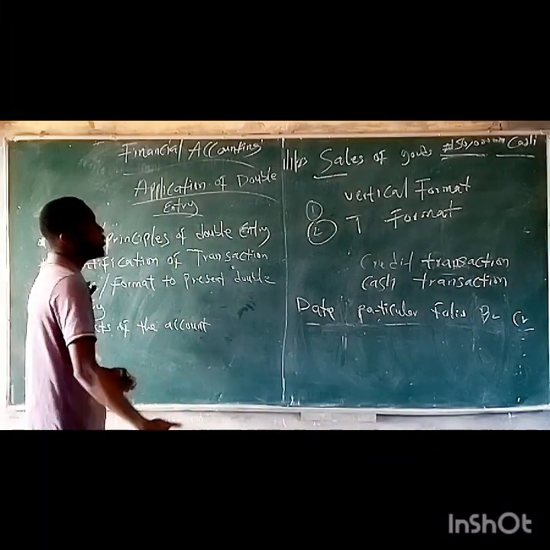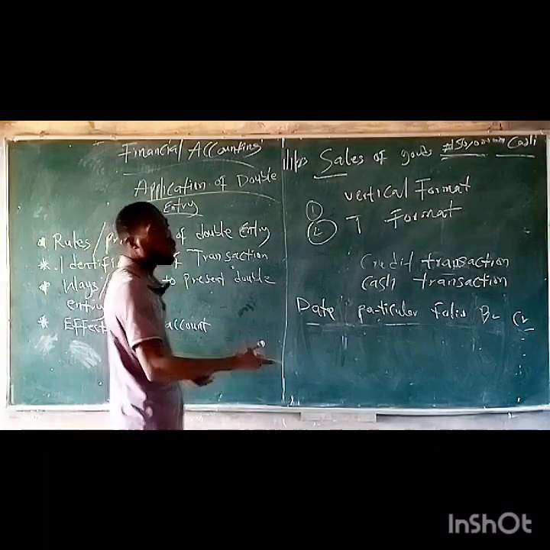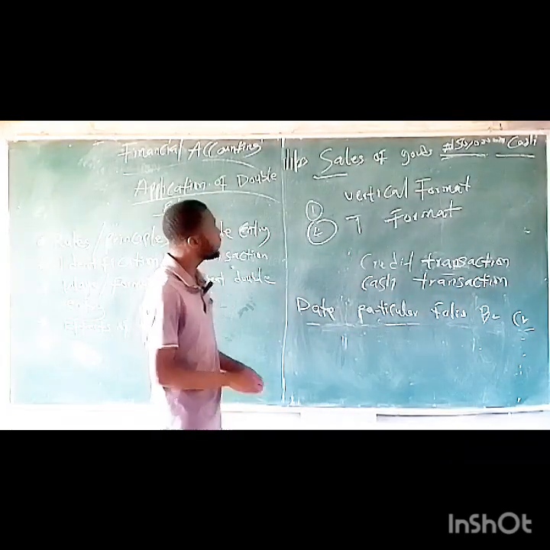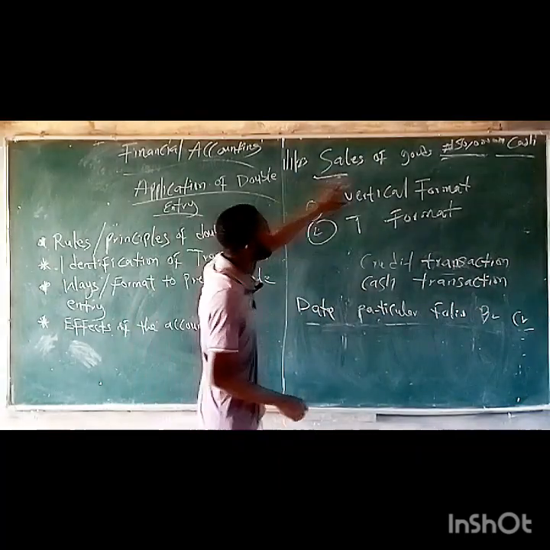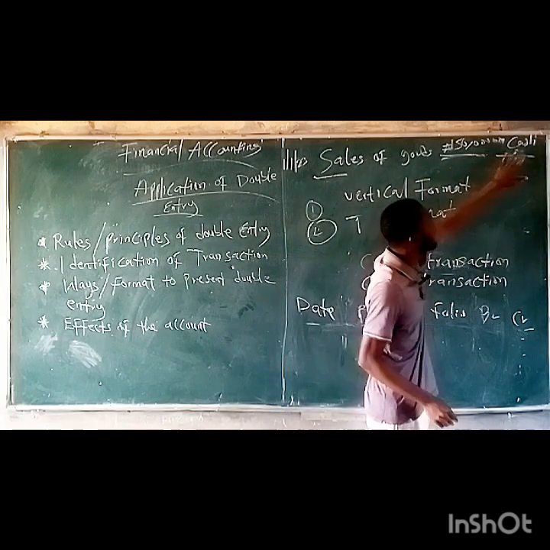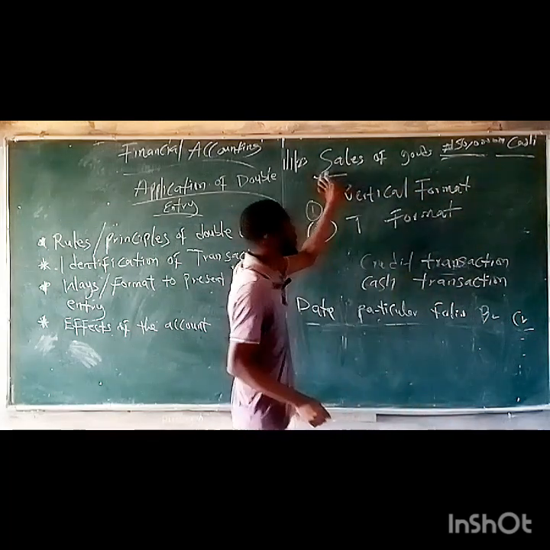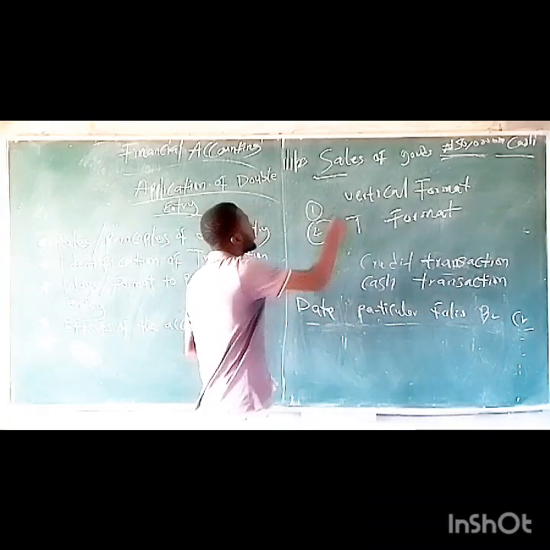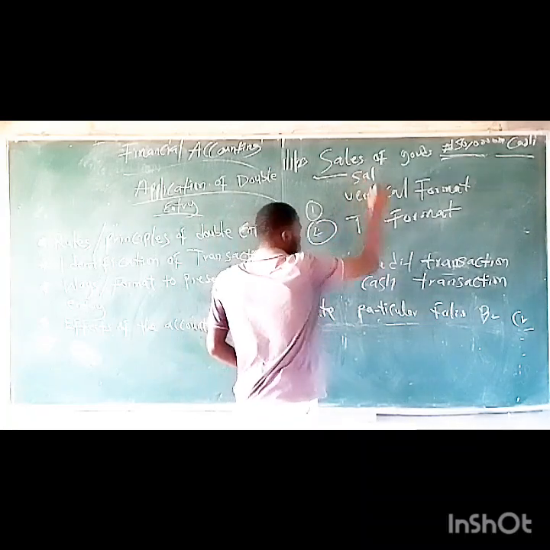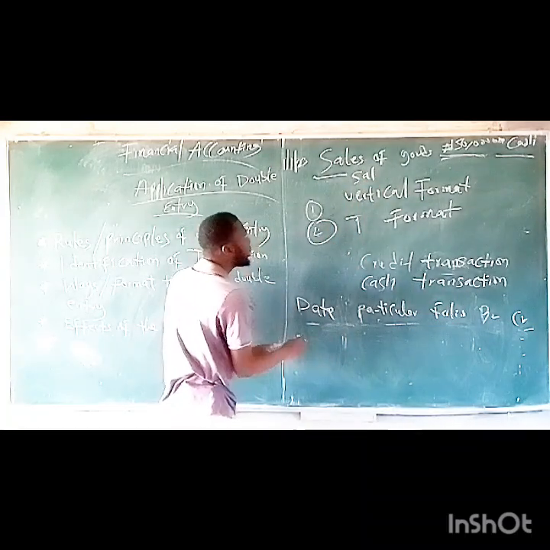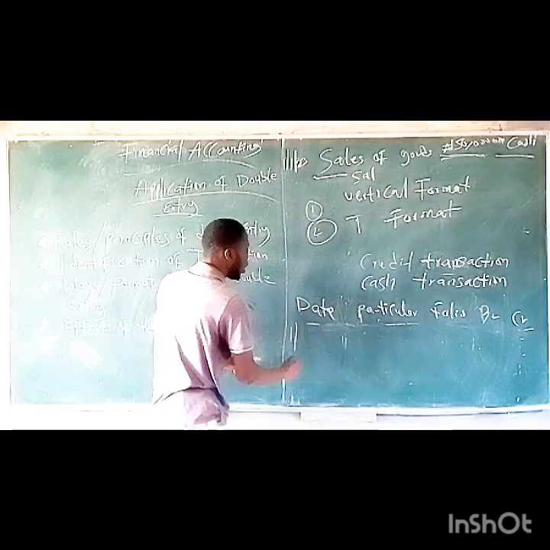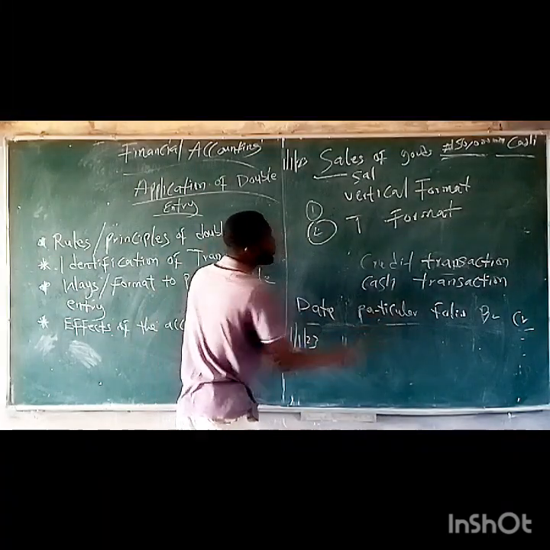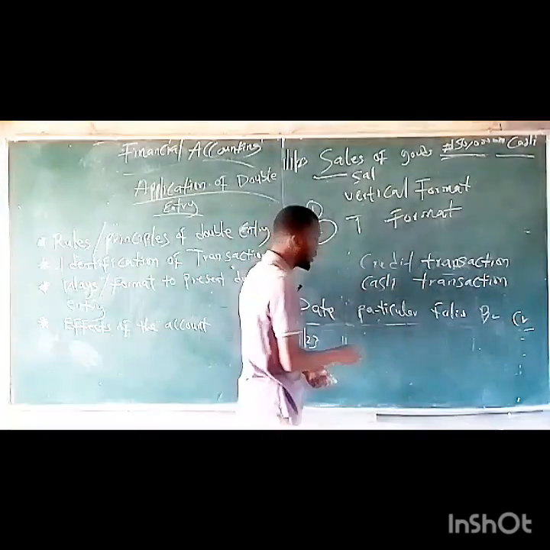Then we move to the next step. That is, we need to know who to debit and who to credit, that is, who is receiving and who is the giver. Now, sales of goods, 50,000 naira in cash. When we talk about sales, you are selling something, the goods is going out. So that means the sales will be credited. So I will come here and write the date, which is 1st of January 2023. Then the particular I am going to put there is sales.